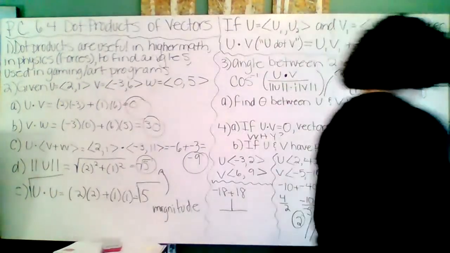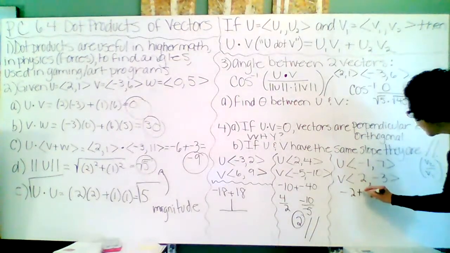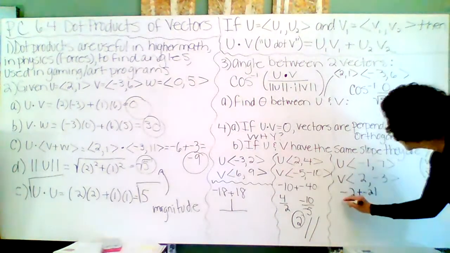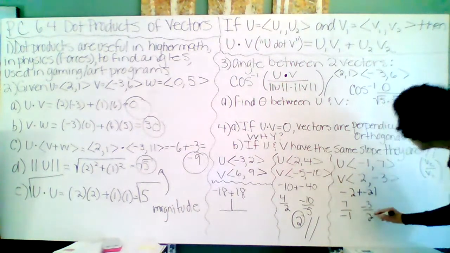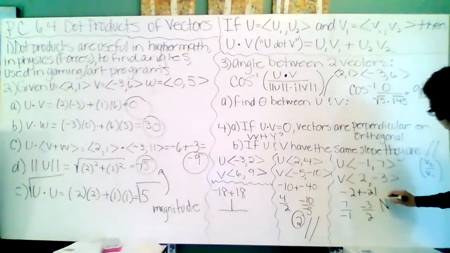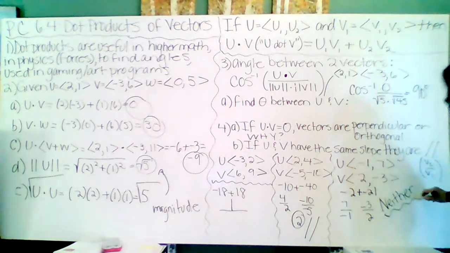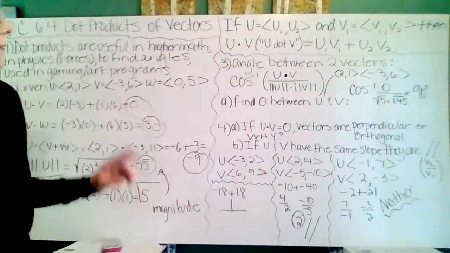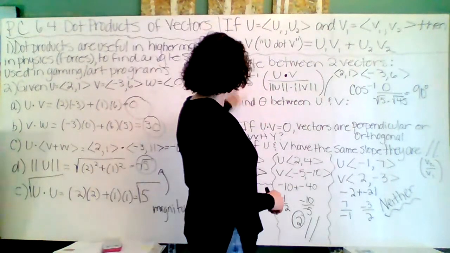Let's check the last u and v. Let's do the dot product. Negative 2 plus a negative 21. These are not perpendicular to each other. Let's check their slopes. 7 over negative 1 and negative 3 over 2 are not the same slopes. So these are neither perpendicular nor parallel.